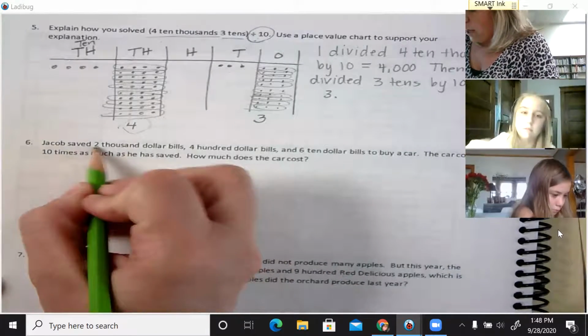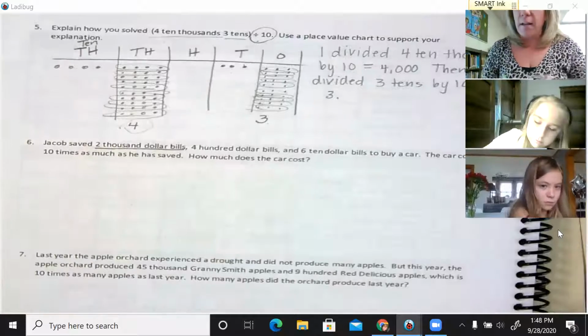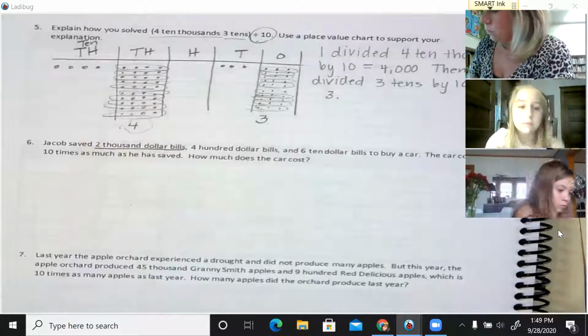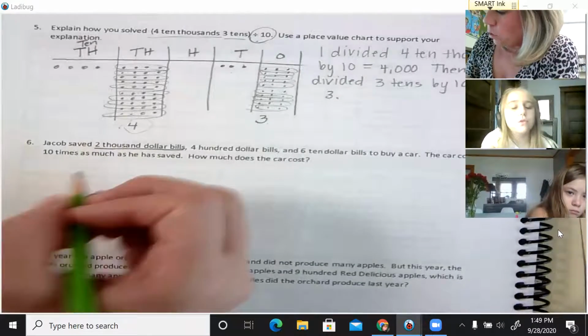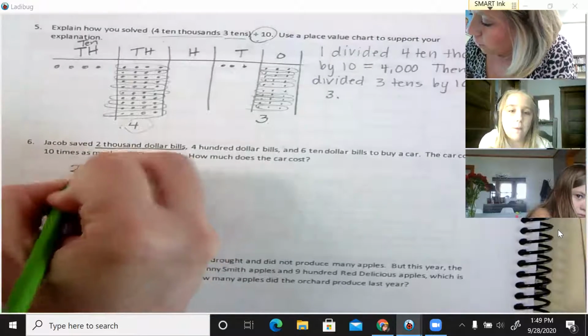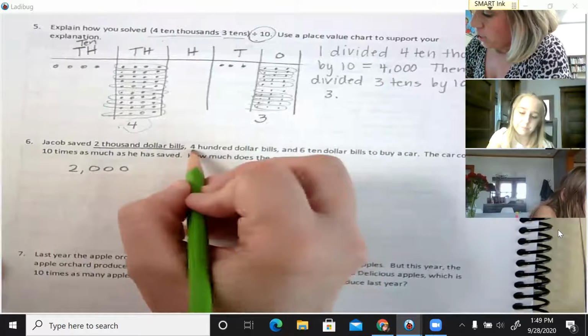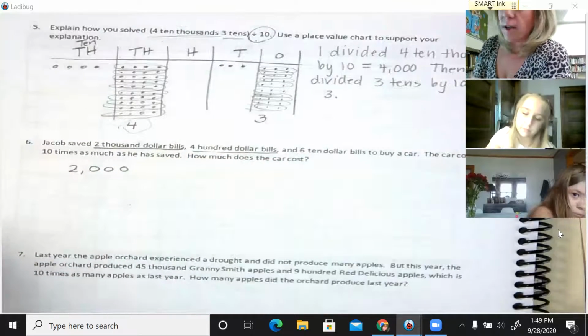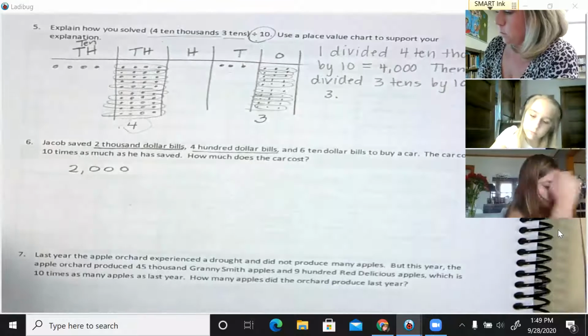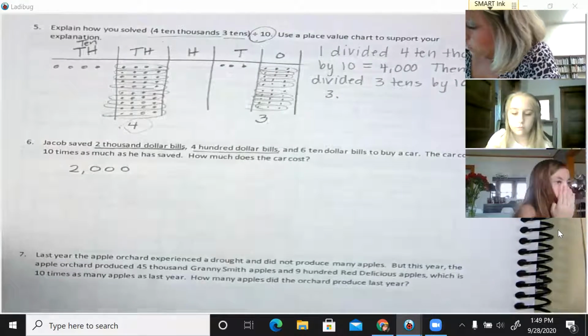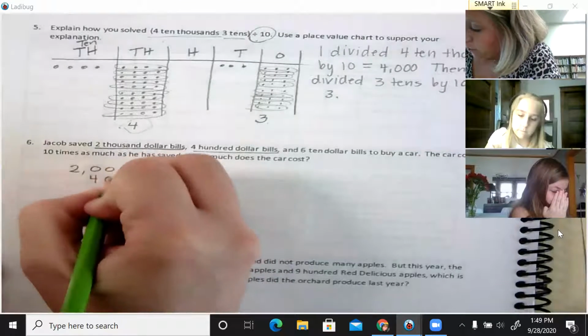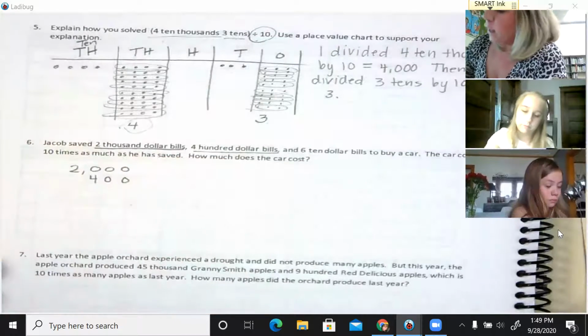So he has a $2,000 bill. How much money is that, Sophia? $2,000. Okay, so I'm going to write that down. He also has 4 $100 bills. Olivia, how much is that? $400. I'm going to line up my place value because I'm going to add these at the end.